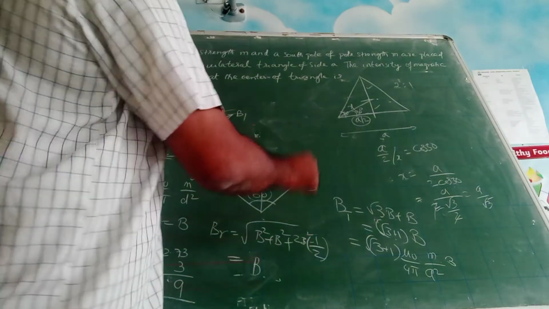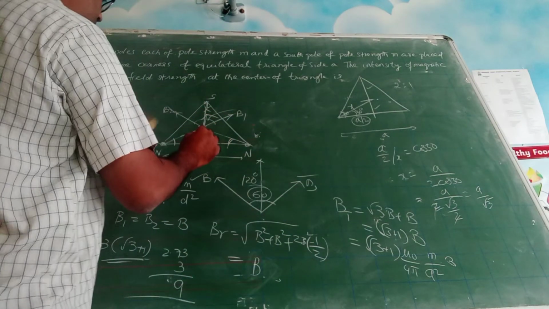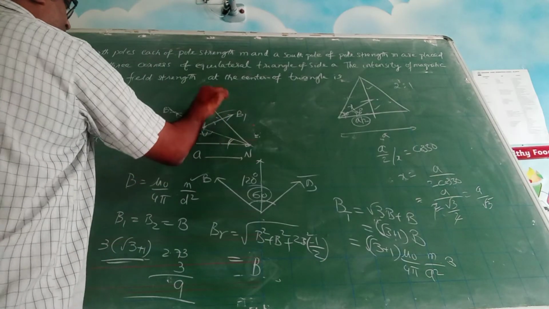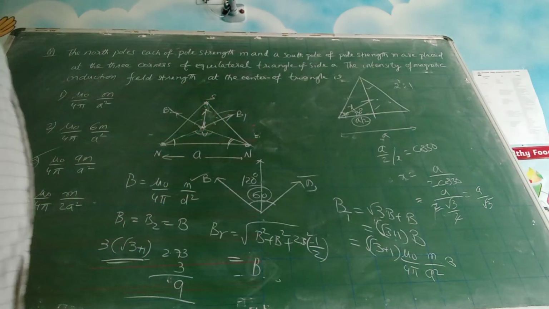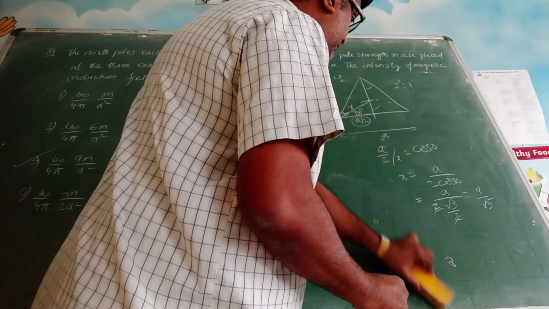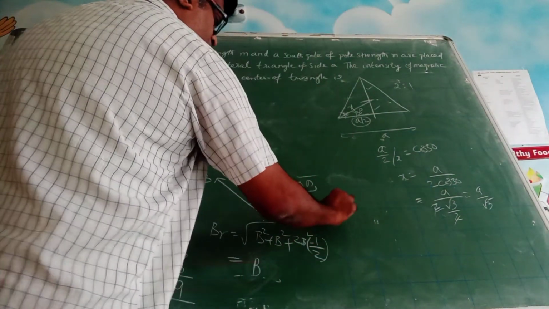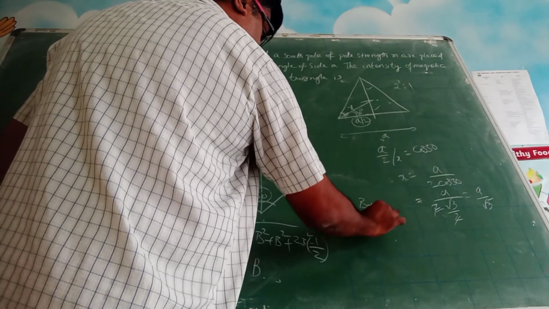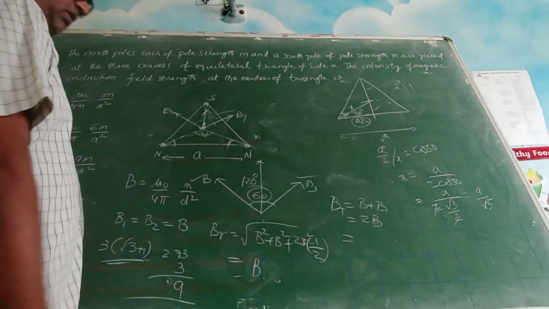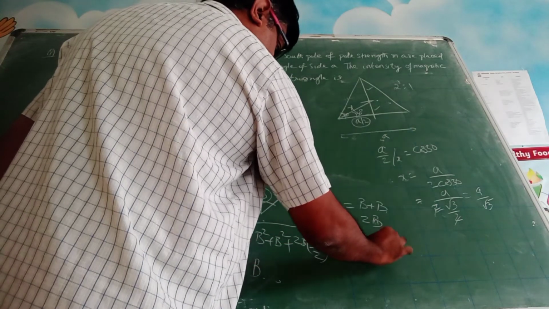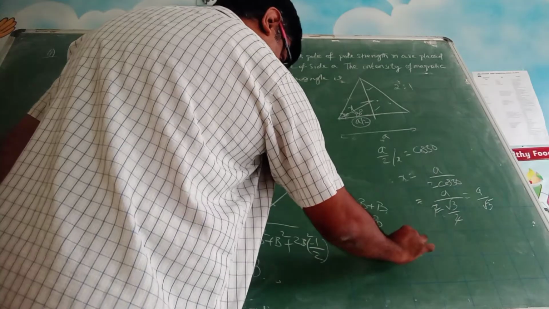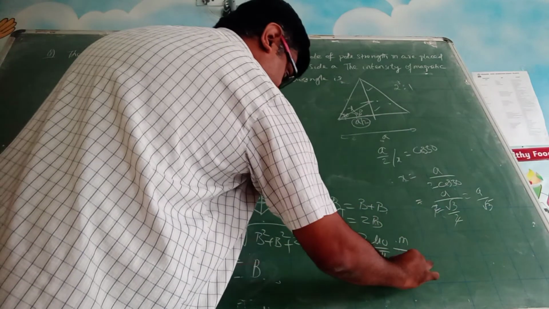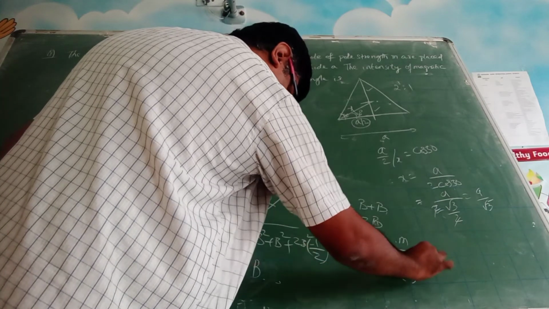So when you take the final, because you see here what is happening, this is the south pole, this is the north pole, so there is an attraction towards the south pole. So your total B shall be equal to B plus B. It will be 2B. Now we have to just put the value of B. It is mu naught by 4 pi into M divided by A by root 3 square.